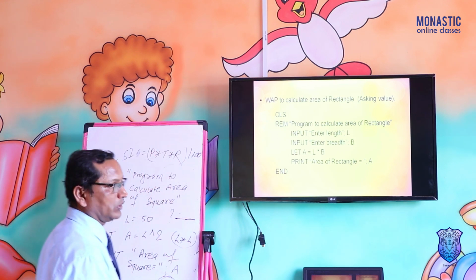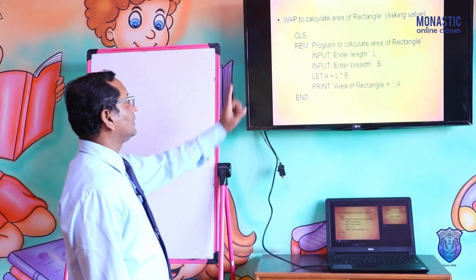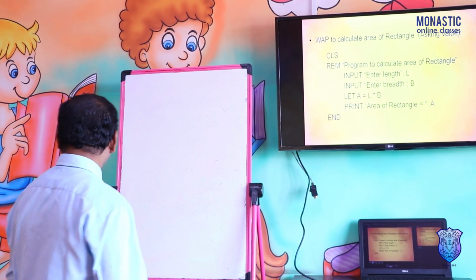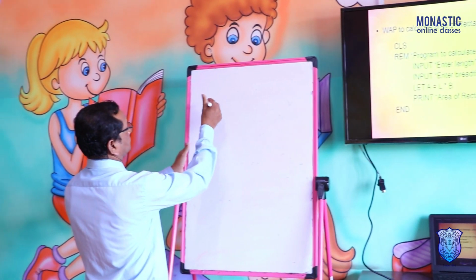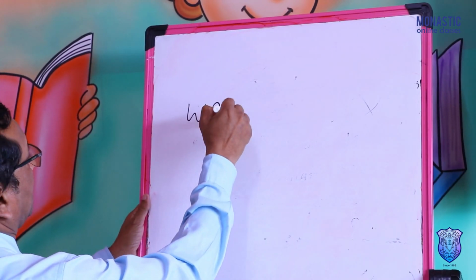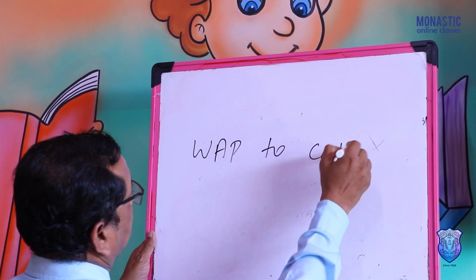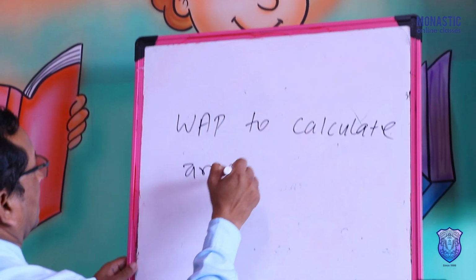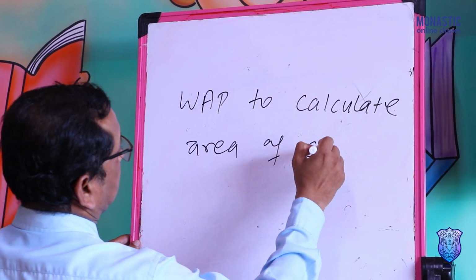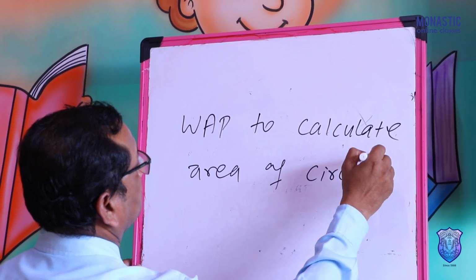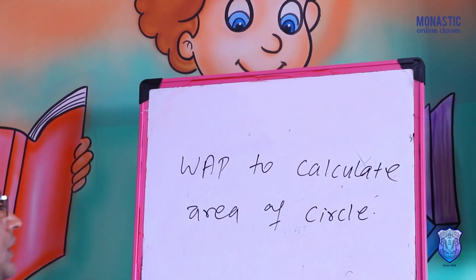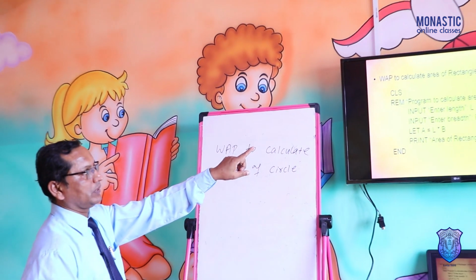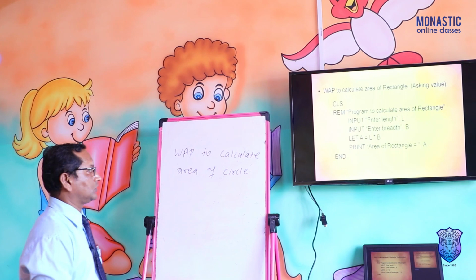Let's see the next example. Now let's see another example, by asking value. I am writing the question here. We have to calculate the area of a circle. The question is, we have to calculate the area of a circle by asking value, means by using input statements.